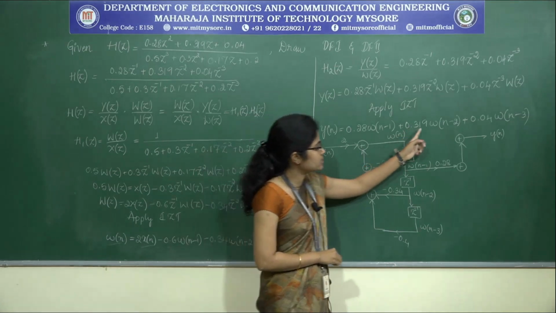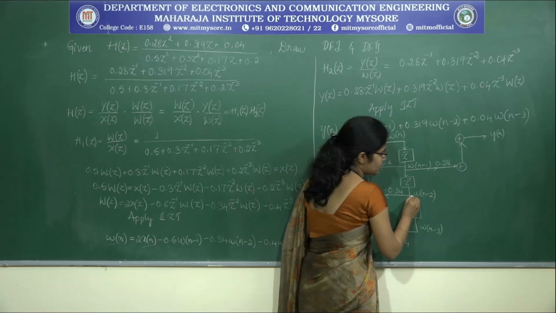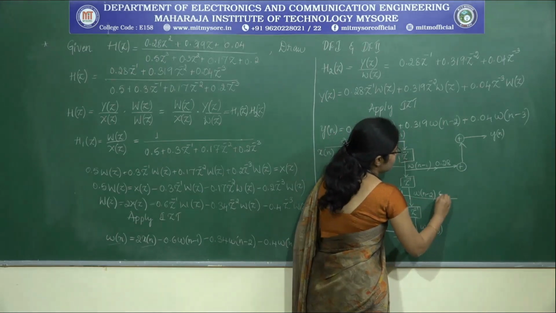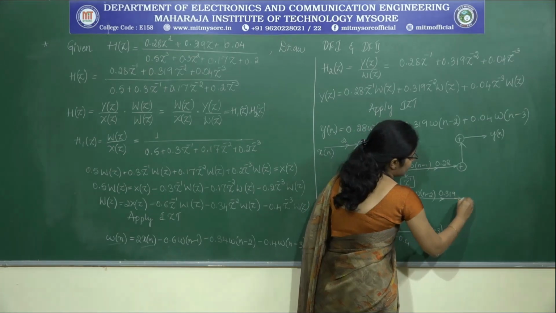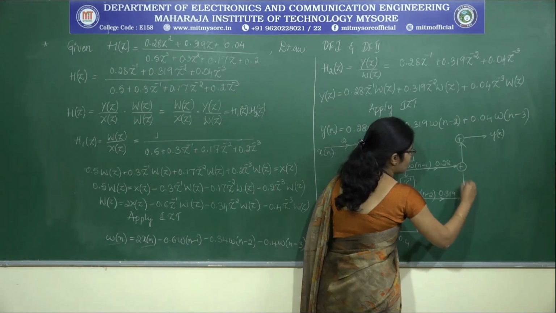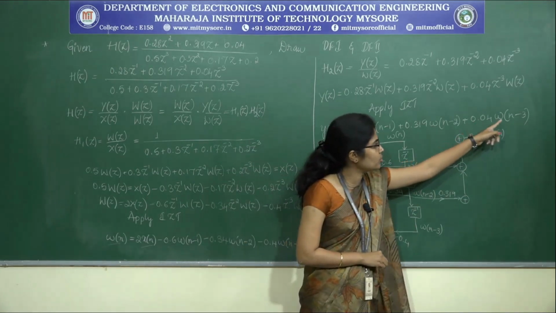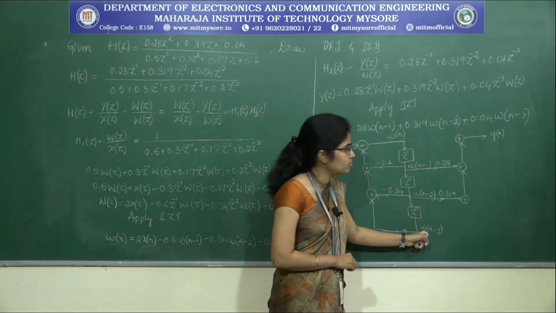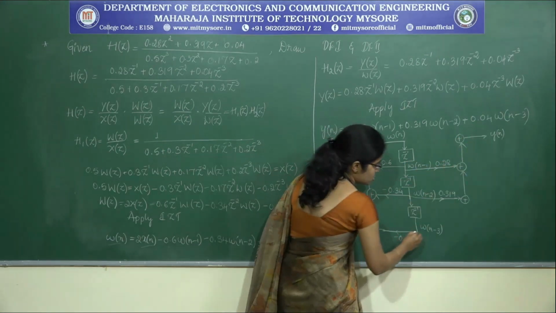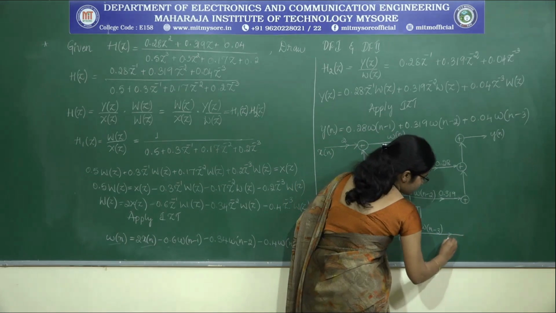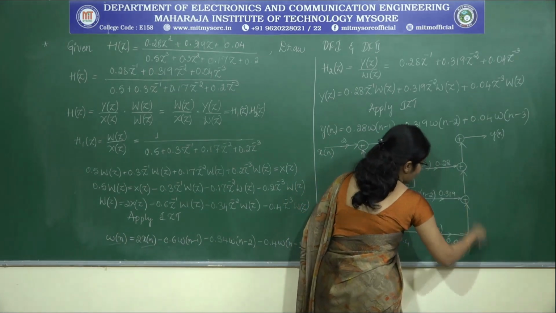Then the next term is W of n minus 2. So here we have W of n minus 2, multiply this with 0.319 and give it to an adder and connect the output of this adder to the top adder. Finally, we have W of n minus 3, we already got W of n minus 3, multiply this with 0.04. So multiply this with 0.04 and connect it to the top adder.